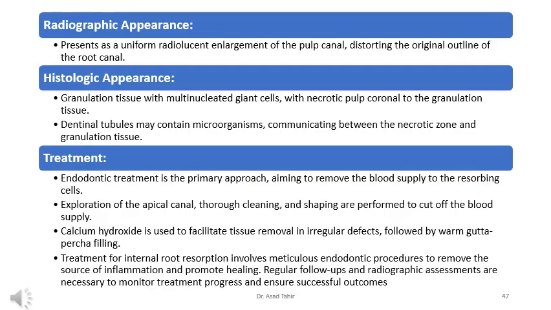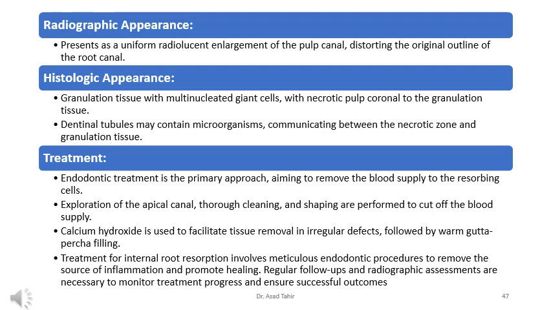Radiographic appearance. Presence as a uniform radiolucent enlargement of the pulp canal, distorting the original outline of the root canal. Histologic appearance. Granulation tissue with multinucleated giant cells, with necrotic pulp coronal to the granulation tissue. Dentinal tubes may contain microorganisms, communicating between the necrotic zone and granulation tissue.